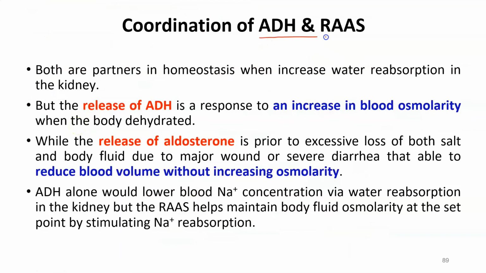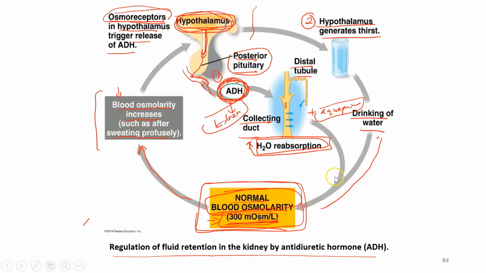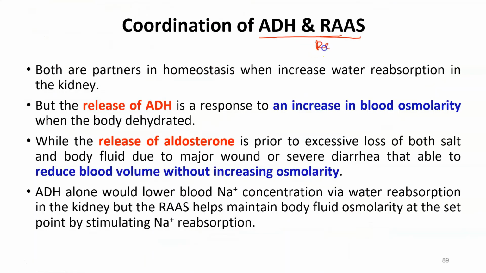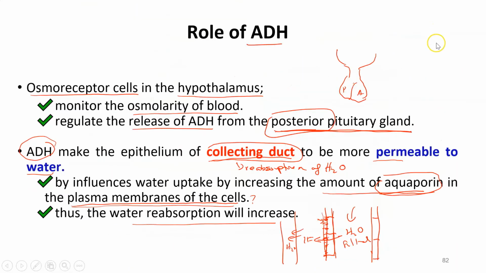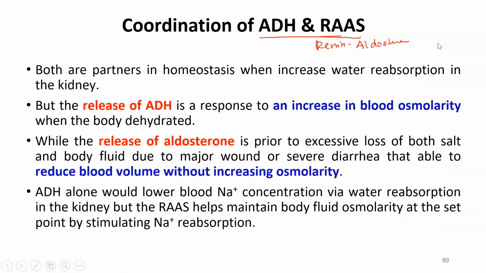Okay, so coordination of ADH and RAAS ni tadi. Okay, renin-angiotensin, nama panjang dia apa tadi? Renin-Angiotensin Aldosterone System. Okay.